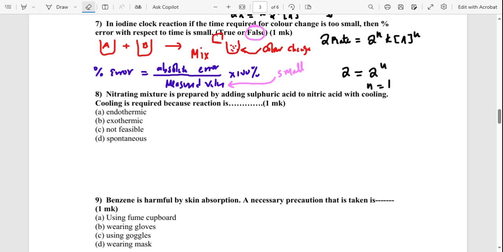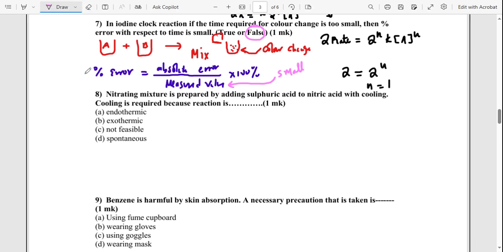The next question is saying a nitrating mixture is prepared by adding sulfuric acid to nitric acid with cooling. Cooling is required because the reaction is... Now, why do we cool? When you mix the sulfuric acid with nitric acid, this reaction is going to produce heat. That's why you cool it, because you can't cool something if it's not producing heat. So that tells you that the reaction is exothermic. Remember exothermic?